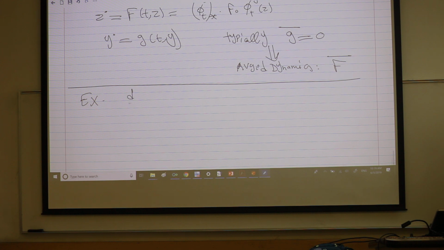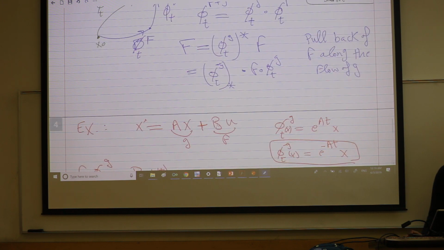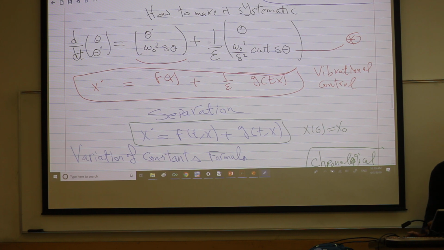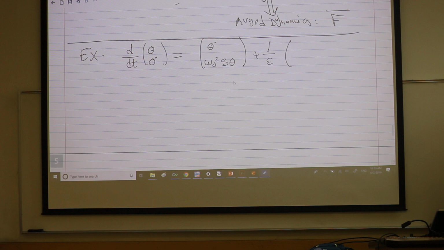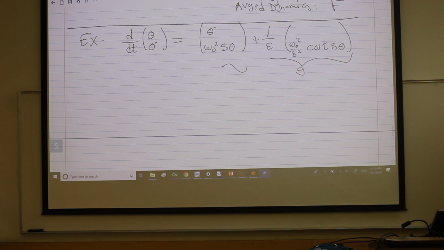So this is my system, d by dt of theta and theta dot. This is theta dot, gives omega naught squared sine theta, 1 over epsilon. I don't remember what it was. Here, omega naught squared over delta squared, omega naught squared over delta squared cosine omega t sine theta. So this is your G and this is your F.